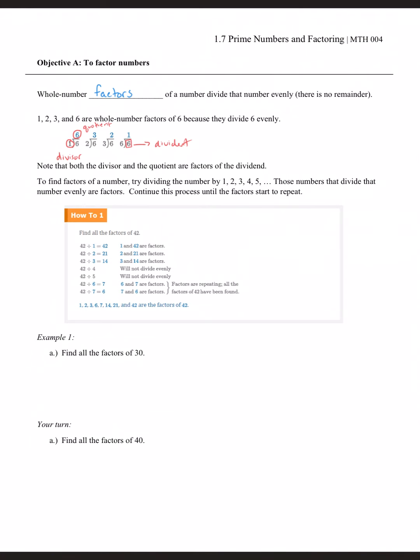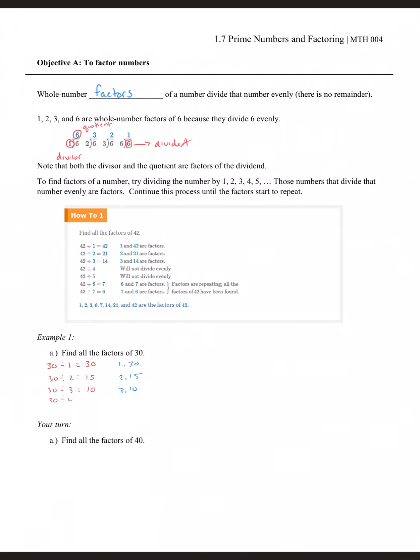So let's look at one together. Find all the factors of 30. I'm going to start with 30 divided by 1, which we know is 30. Therefore, from that, we know that 1 and 30 are factors. Let's try 30 divided by 2. Well, that comes out to 15. So that tells us that 2 and 15 are factors. Let's keep going. After 2 is 3, and we're getting a 10 there. So that tells us 3 and 10 are factors.